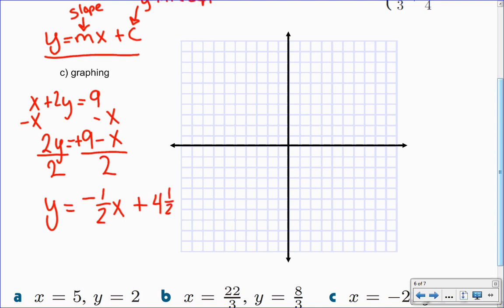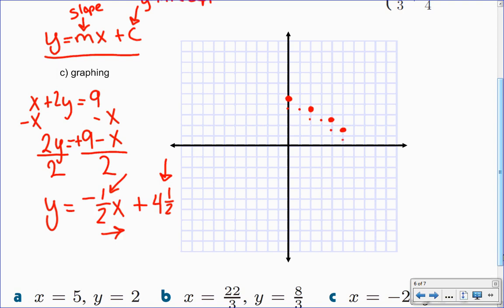Okay, our slope is negative 1 over 2. Our y-intercept is 4.5. So we will start at 4.5. So 1, 2, 3, 4.5. So that's this point here, our y-intercept. It intersects the y-axis at that value, and this slope is telling us to go down 1 because it's negative, so down 1 and then right 2. Okay, so we'll go down 1 and right 2. Down 1, right 2. Down 1, right 2, and so on.